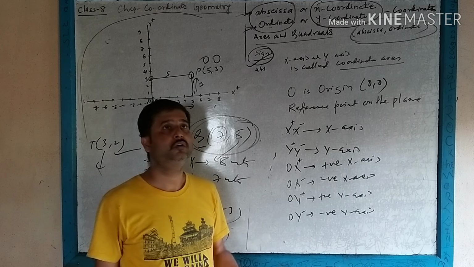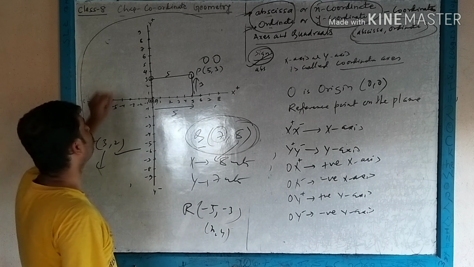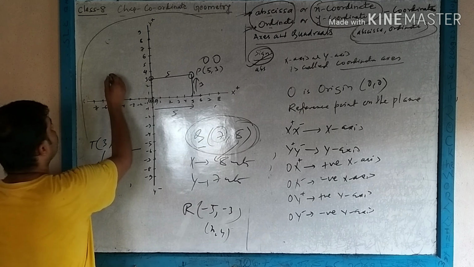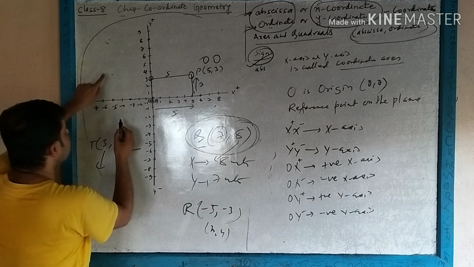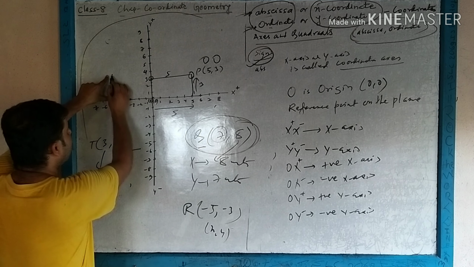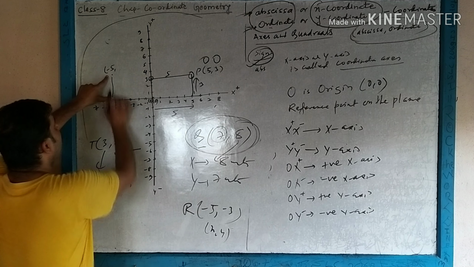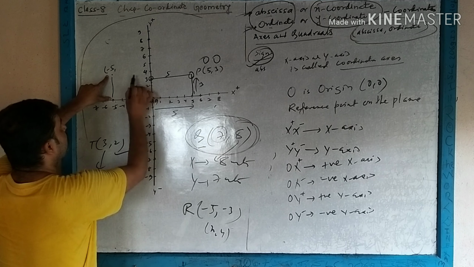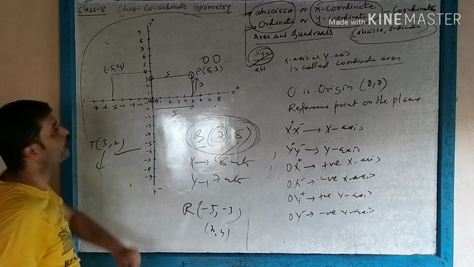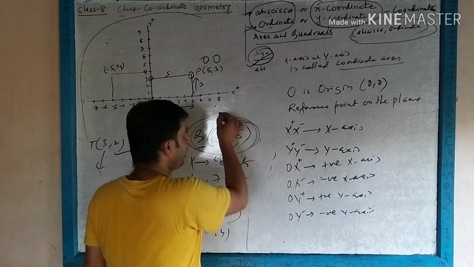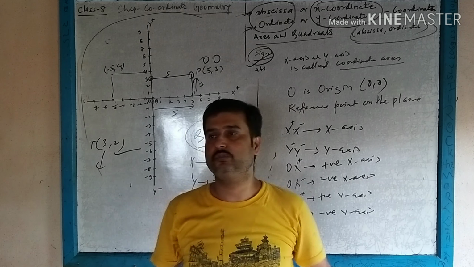Now after this we will learn how to find the distance between 2 points. What is the point on the plane? Suppose, again I repeat, what are the coordinates of this point? The abscissa is 1, 2, 3. Draw a line. Then 1, 2, 3, 4, 5. Oh, it is minus 5. Then 1, 2, 3, 4. So it is 4. The coordinates of the point are (-5, 4). First the abscissa, then the ordinate. In this way we find the coordinates of the point.